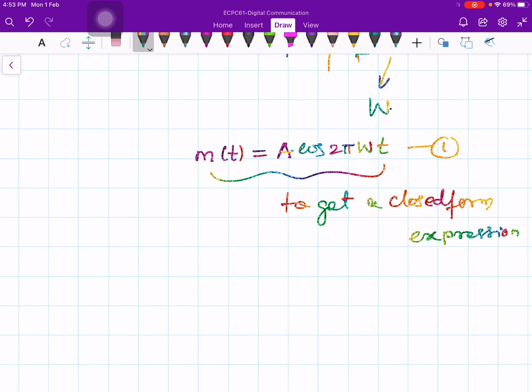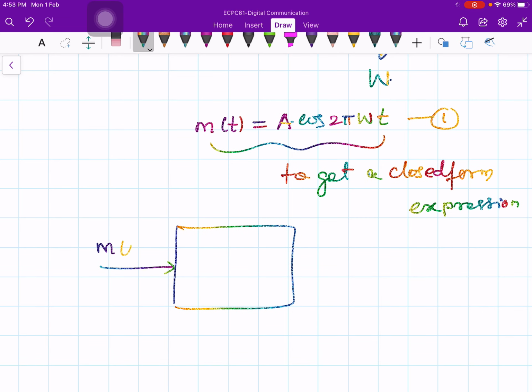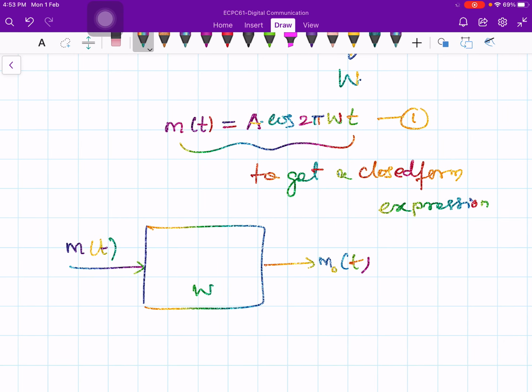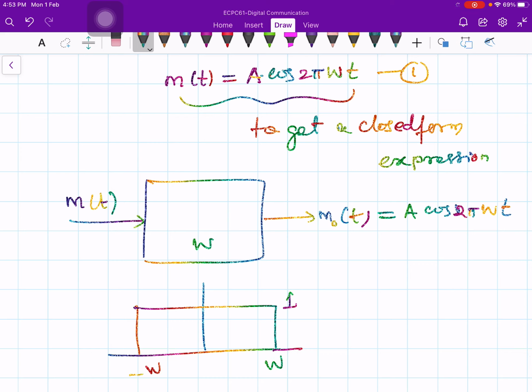Therefore, obviously, your low pass filter has the input m of t and the output, let's say, m naught of t, and the bandwidth is W, right? Therefore, this m of t is passed through the low pass filter without any disturbance. So in the output also you will get cos 2 pi W t, because your low pass filter has the bandwidth of minus W to plus W and the height is 1, so it will not disturb the message signal m of t.